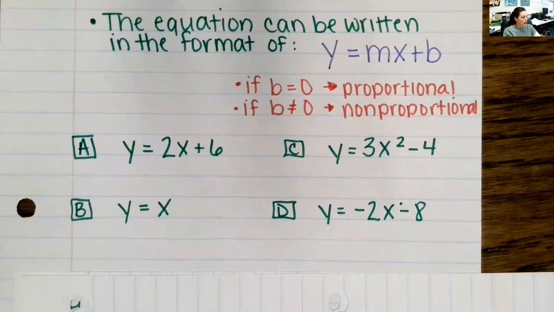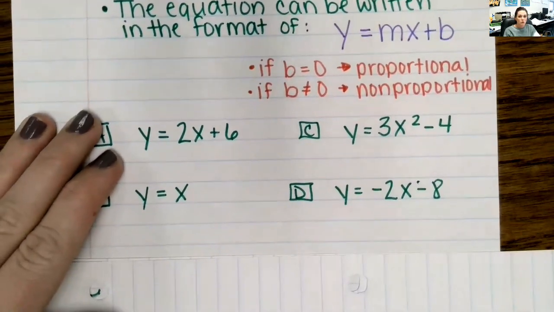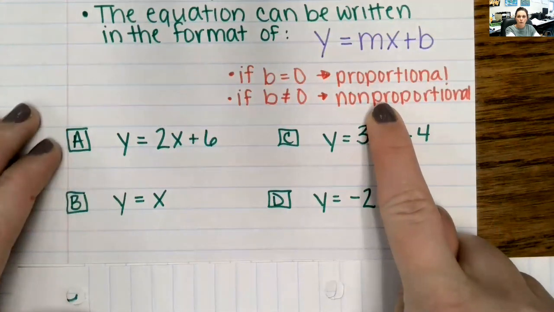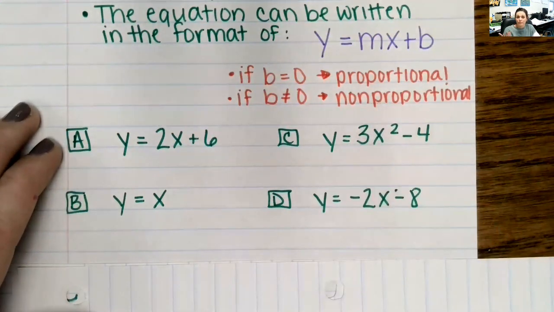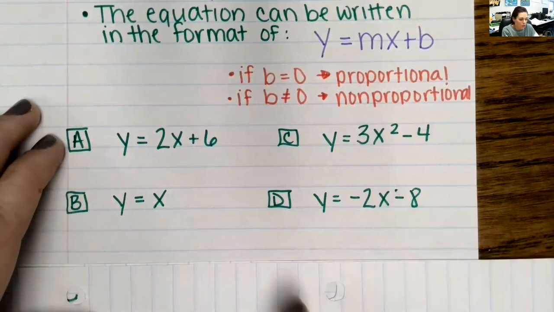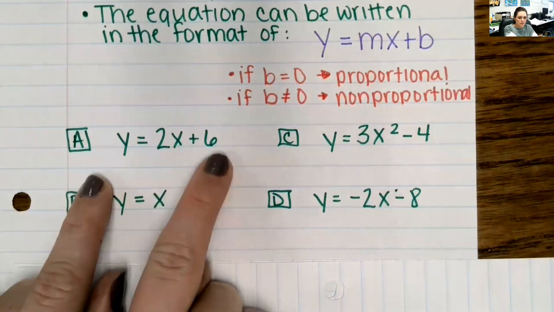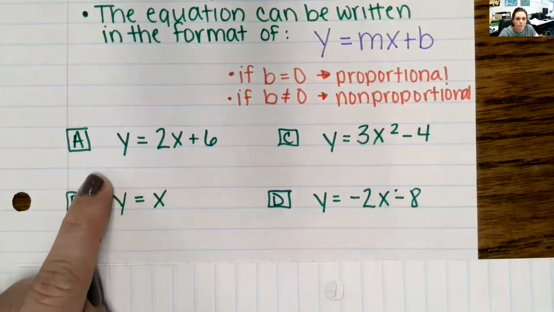All right, so our options when we do this are going to be proportional, non-proportional, or not linear, because I either have to be proportional or non-proportional if I'm linear. All right, so let's take a look at each of these. So we have y equals 2x plus 6. Y equals 2x plus 6. Proportional, non-proportional, or not linear.